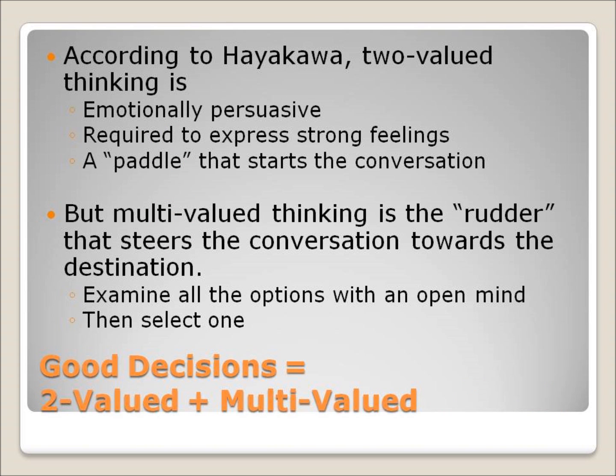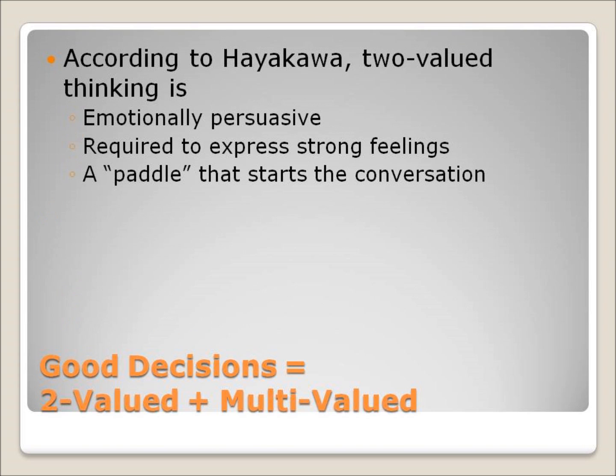According to Hayakawa, two-valued thinking is emotionally persuasive, required to express strong feelings, and a paddle that starts the conversation. The question, should we purchase the software or not, gets the conversation started. But multi-valued thinking is the rudder that steers the conversation toward the destination. We should examine all the options with an open mind and then select one. Good decisions are two-valued and multi-valued.